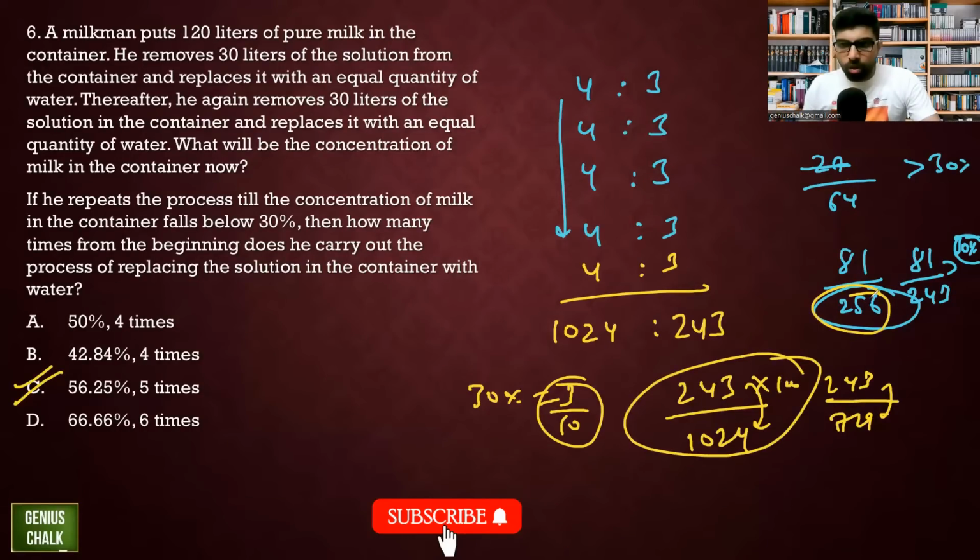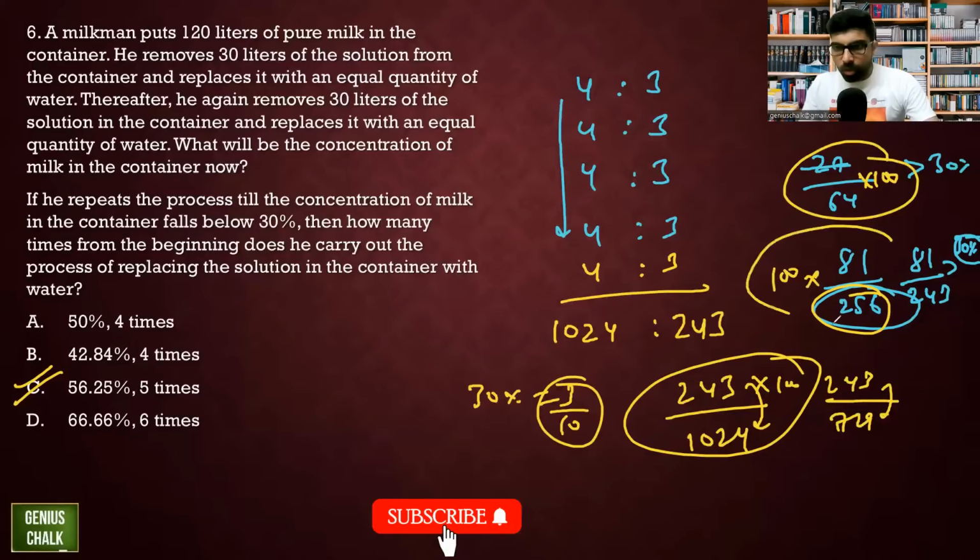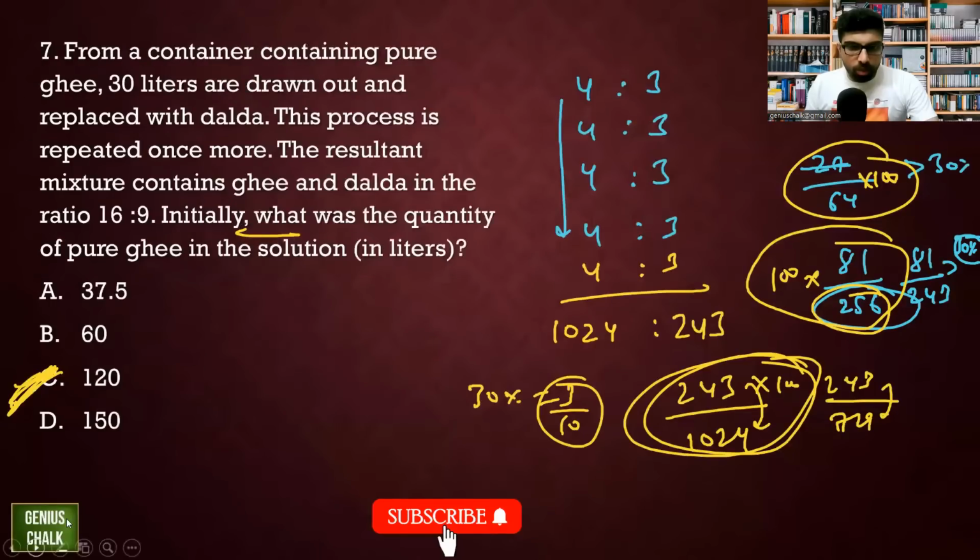Are you getting why not 4 times? Because even if you solve 27 by 64 into 100, it will be greater than 30%. 81 by 256 into 100, again it is more than 30%. But 3 to the power 5, 243 by 1024, will be less than 30%. So the answer has to be 5 times. So this question is also important.